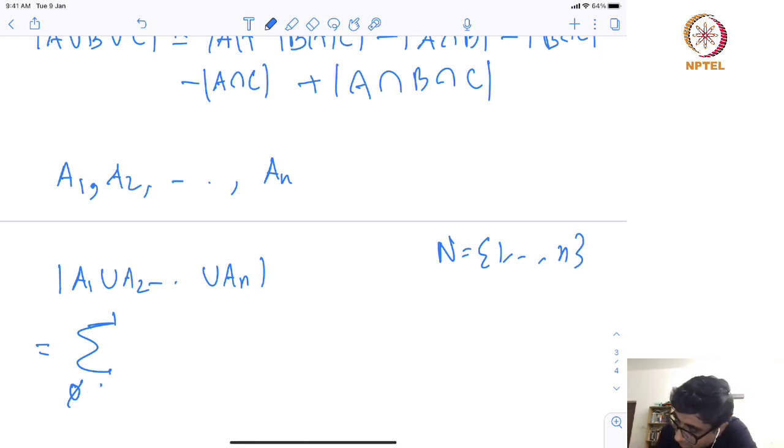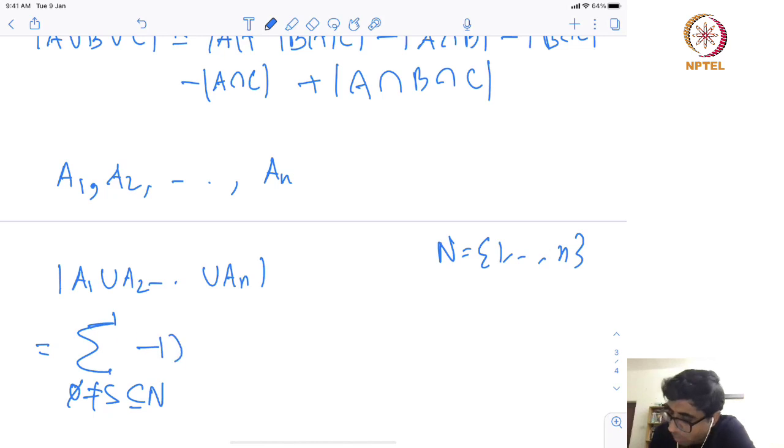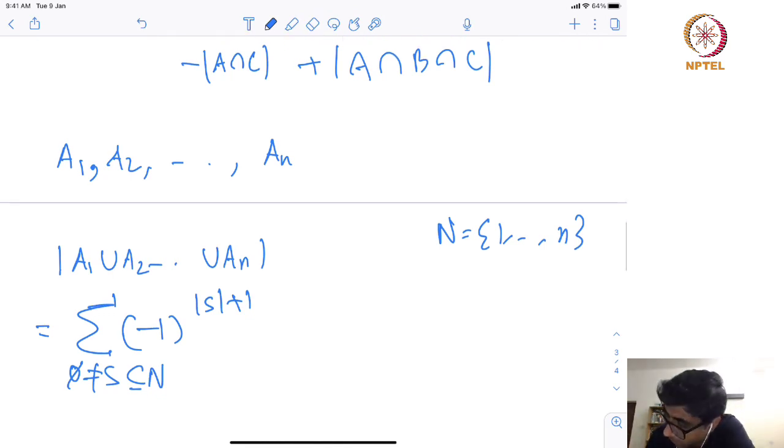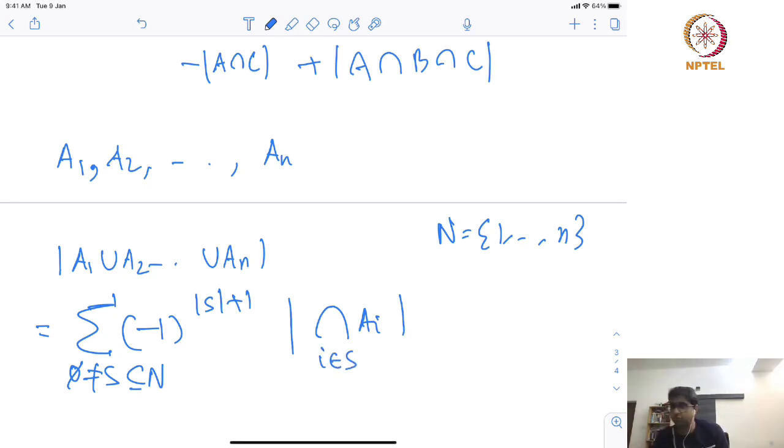So phi is a subset of... let us say phi not equal to S subset of [n], with a sign (-1) to the power |S| plus 1, times the cardinality of the intersection of A_i for i in S. So basically, look at S.